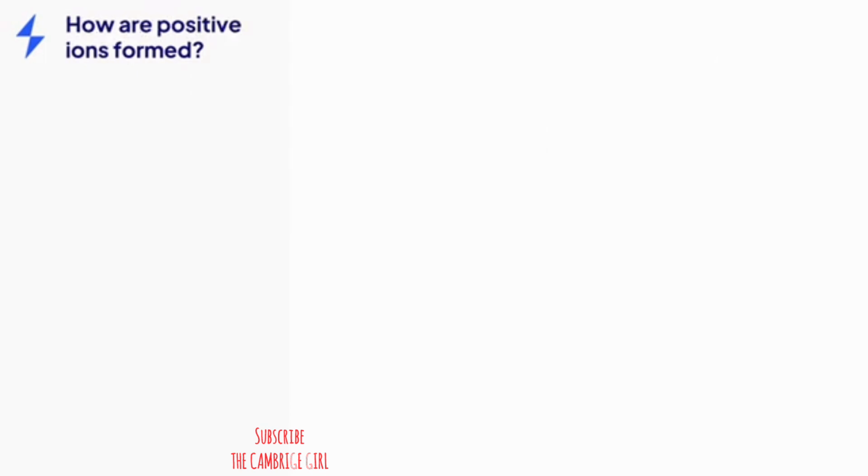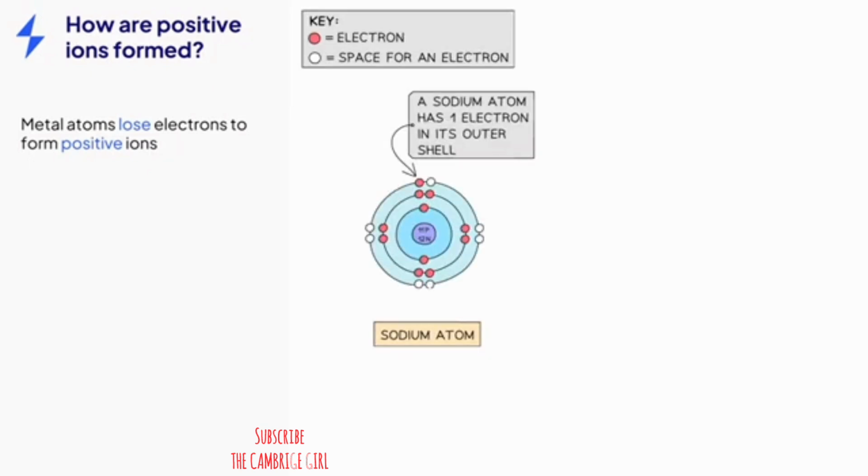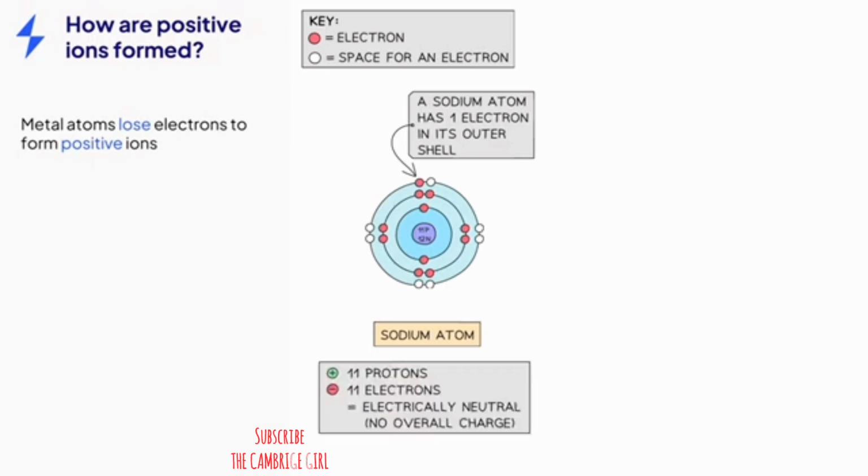Let's look at how ions are formed in more detail, starting with the formation of positive ions. Metal atoms typically have 1, 2, or 3 electrons in their outer shell, which they lose to form positive ions. Let's take sodium as an example. We can see that an atom of sodium has 1 electron in its outer shell. It has 11 protons and 11 electrons, so is electrically neutral. Its outer shell is incomplete, as it has space for another 7 electrons. To obtain a stable full outer shell of electrons, it can either lose this outer electron or gain 7 more electrons to fill the third shell.